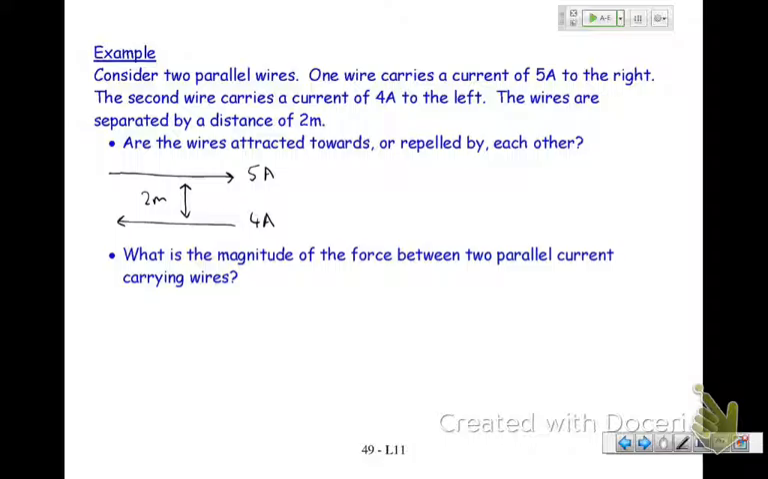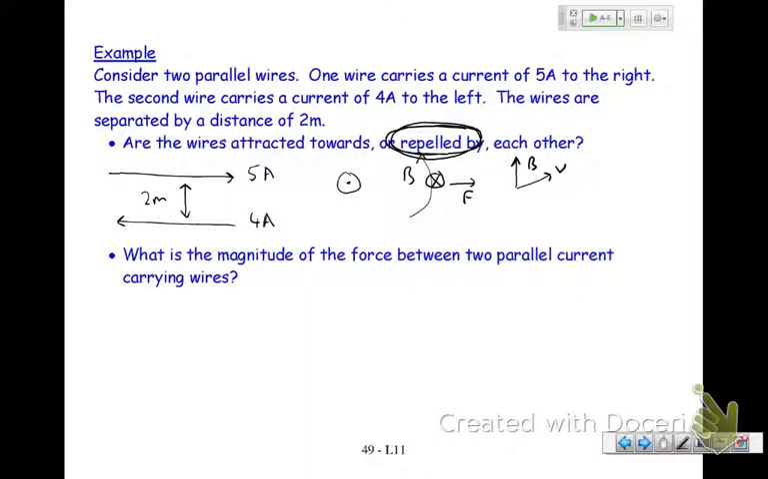And I refuse to remember stuff that I can figure out. So I'm just going to go dot, cross, that goes like that. So there's my B. I have a current going in, V. Point towards my V, curl towards my B. There's my F. So they are repelled by each other. Am I right? So I don't remember that, I figure that out. If you remember it, you're going to get it wrong sometimes.